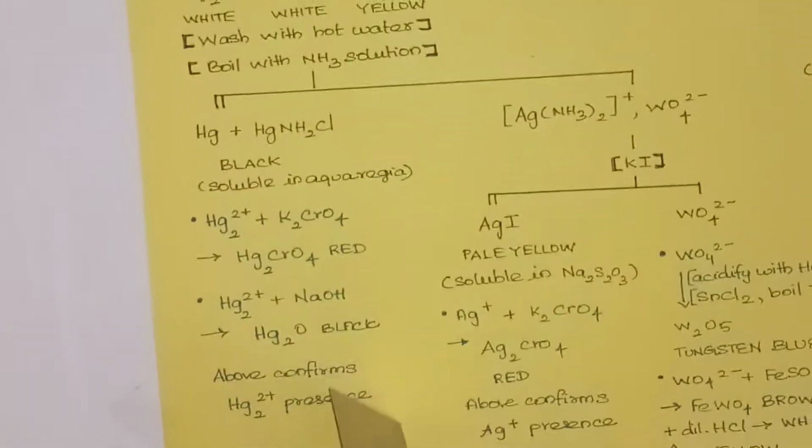On adding this ammonia solution, mercury will react with that to form mercury and mercury amine chloride. This mixture is black in color. If you are getting a black PPT, you can confirm the presence of mercurous in +2 state. Mercurous ion is present in your sample. These are the confirmatory tests.